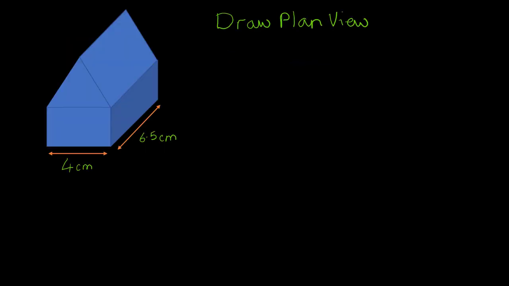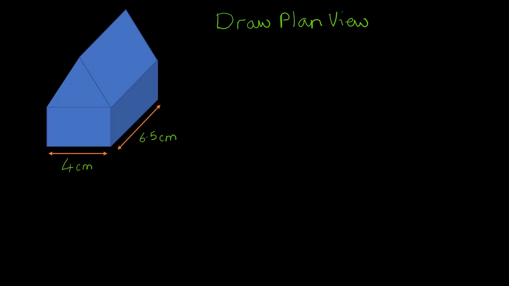In this example, we're being asked to draw the plan view. And this time we've been given measurements. So this would be one that you would need to get a ruler out in order to draw it. But first of all, we just need to think about what would we see, what shape would we see if we were looking directly from above, because that's the plan view.